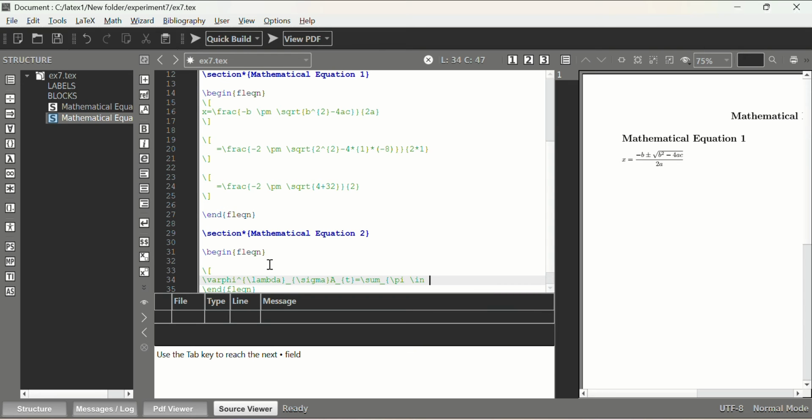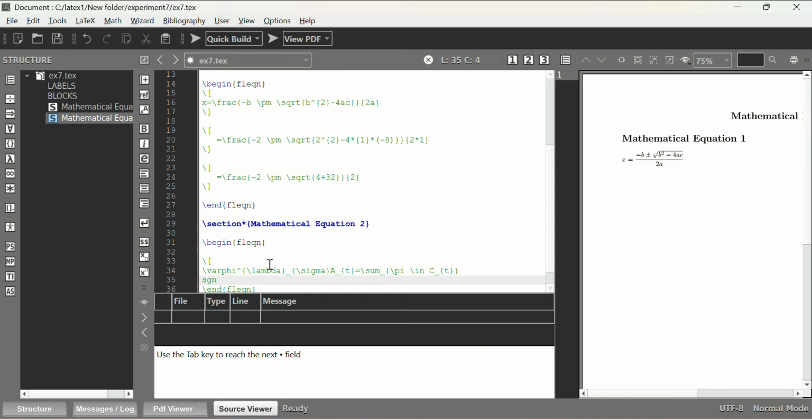So phi power lambda, you have underscore sigma, again an underscore t, which is equal to summation of, summation of pi in C, means belongs to. Okay, pi belongs to C suffix t. SGN stands for sign of pi, that is a signum function, right?